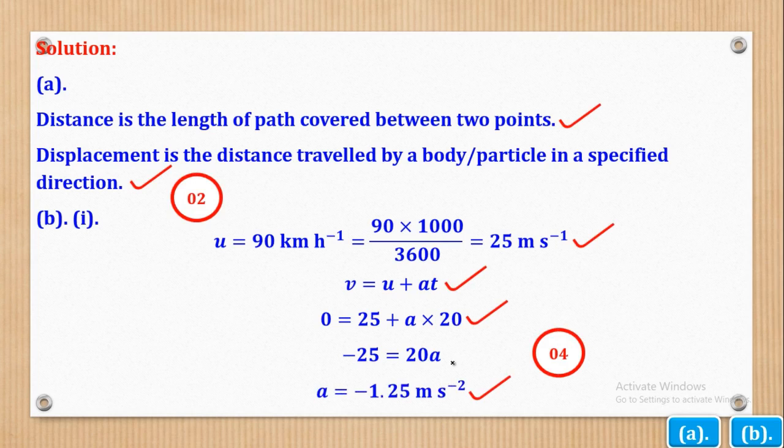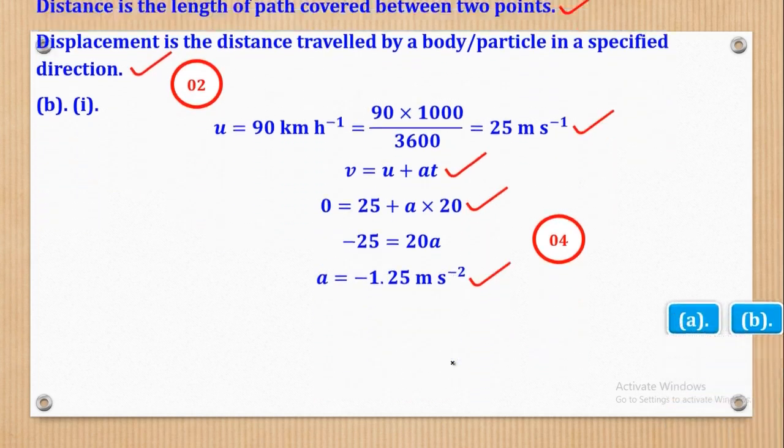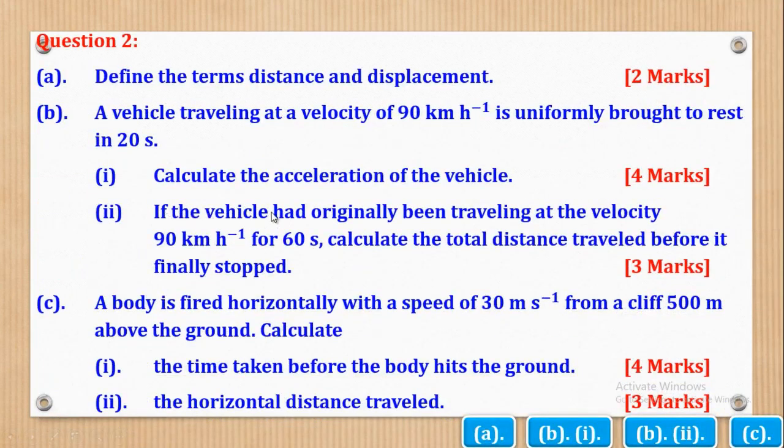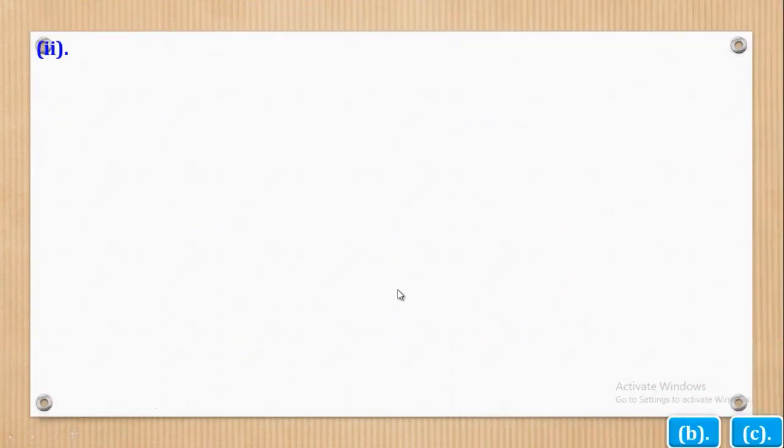So that's how marks for this slide would be awarded. Now we shall go to part B, Roman 2. It says that if the vehicle had originally been traveling at the velocity of 90 kilometers per hour for 60 seconds, calculate the total distance traveled before it finally stopped. Here it is easier if you draw a sketch graph first. So let's first draw a sketch graph for that motion.